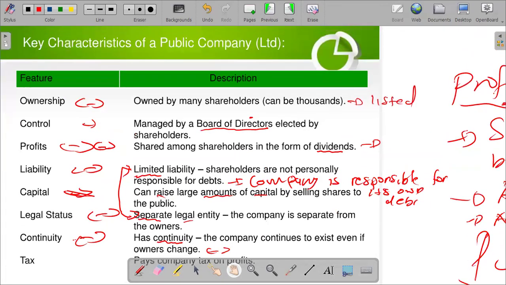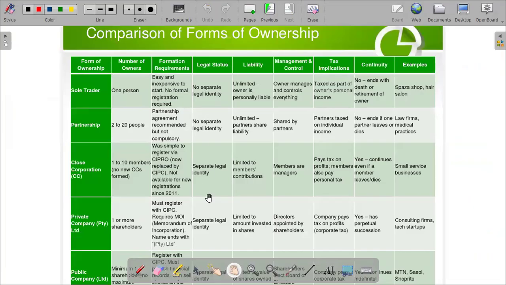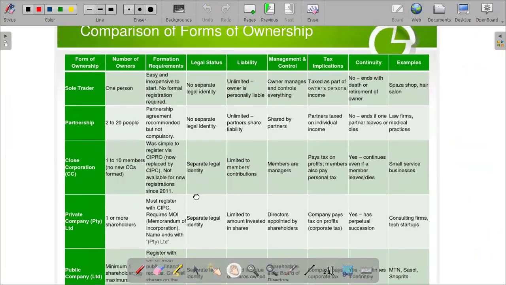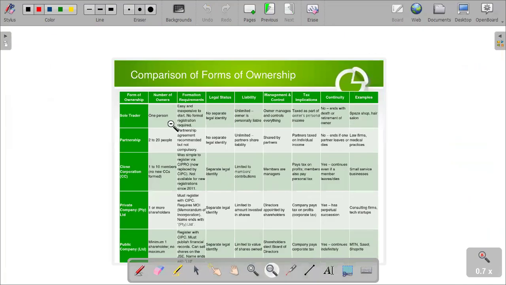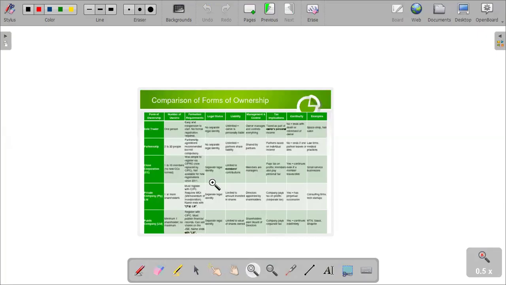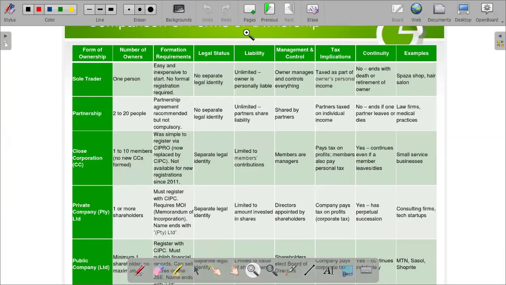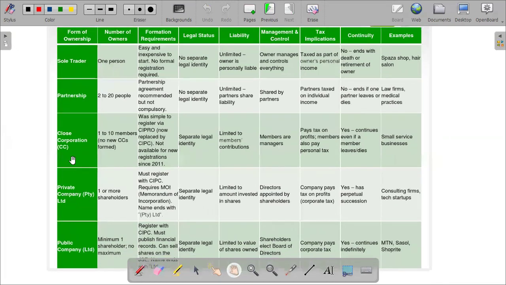All right. So as we move along here, it's just like a comparison of all the forms of ownership that we did. Let's do this so that you can see properly. Again, remember we have a sole trader, partnership. We haven't done a closed corporation. We only did these four. We will go into a closed corporation when you reach grade 10, 11, and so forth.